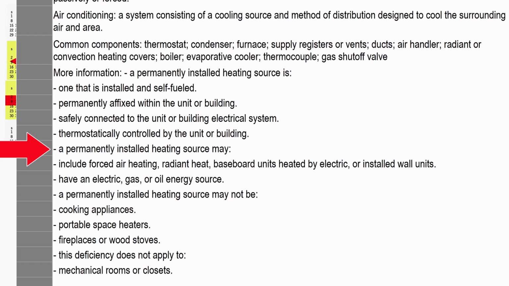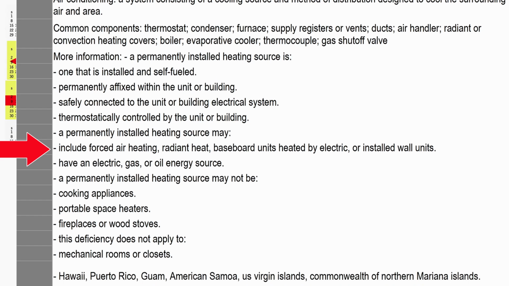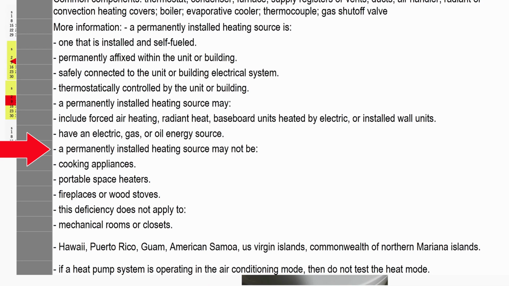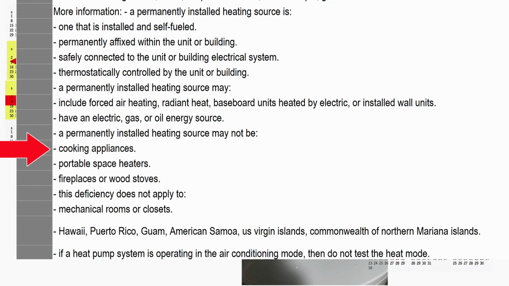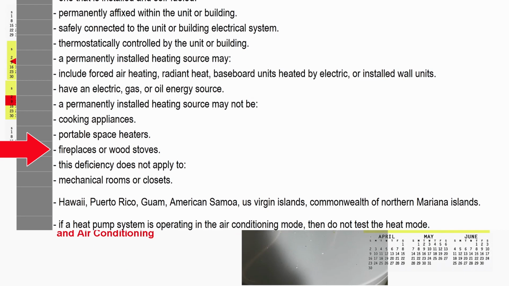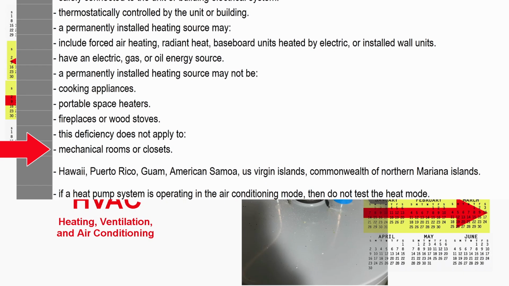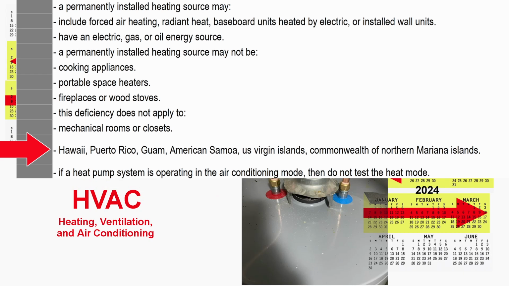A permanently installed heat source may include forced air heating, radiant heat, baseboard units heated by electricity, or installed wall units. It may have an electric, gas, or oil energy source. A permanently installed heating source may not be cooking appliances, portable space heaters, fireplaces, or wood stoves. This deficiency does not apply to mechanical rooms or closets. This deficiency does not apply to Hawaii, Puerto Rico, Guam, American Samoa, U.S. Virgin Islands, Commonwealth of Northern Mariana Islands.